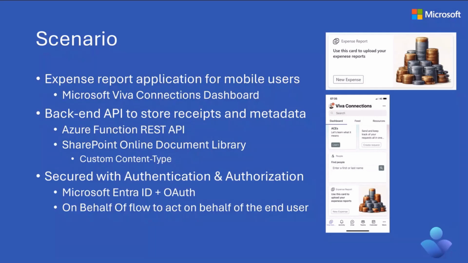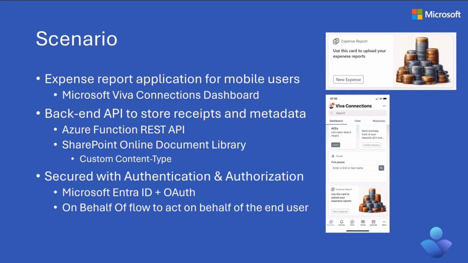The overall idea of this sample application is to provide an expense report card inside Microsoft Viva Connections, because the target of this solution is to allow mobile users to upload their expense reports and target a SharePoint Online document library with some metadata about the expense reports, working on a mobile device and using Viva Connections. The backend of this solution, so of the card, is based on an Azure function, which makes available a REST API, a secured REST API, secured with OAuth and Microsoft Entra ID.